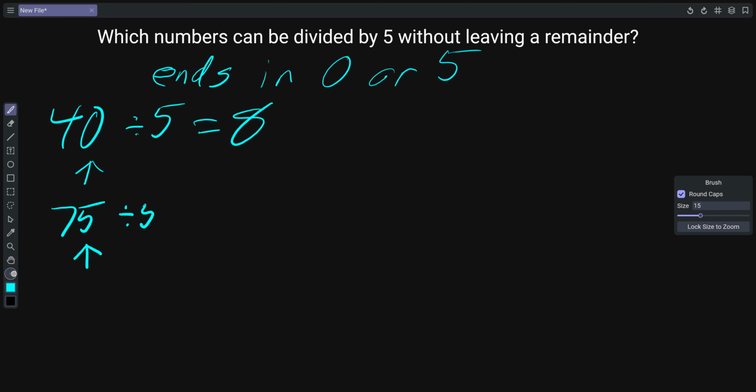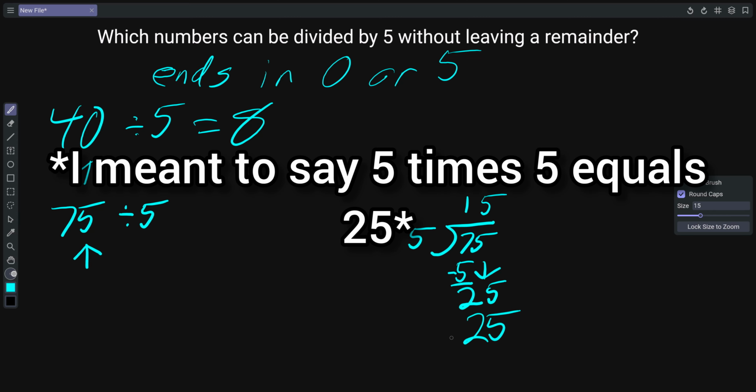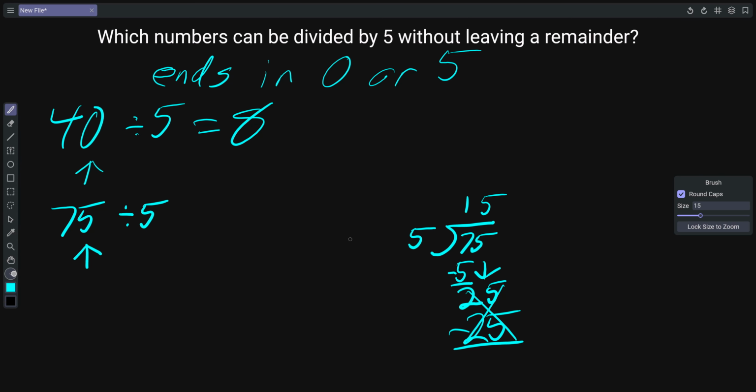So we can try dividing that by 5, and because it's a little larger, I'll bring it to the side. 5 here and 75 here. 5 will go into 7 once, and 7 minus 5 will equal 2, and we drop down the 5. And 5 will go into 25 5 times, and 5 times 5 is 25. This will cancel out, and our final answer will be 15.